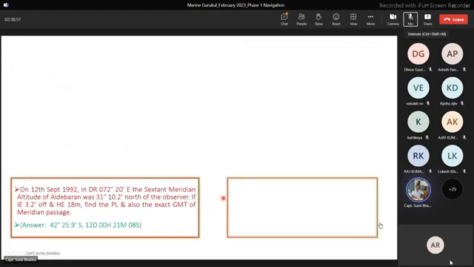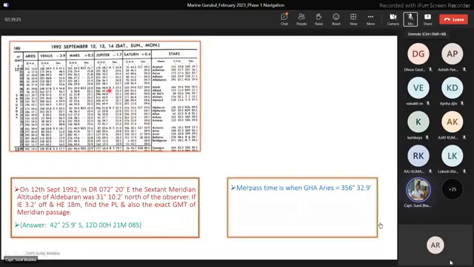Now we have seen that the meridian passage of the star would occur when the value of GHA Aries is 356 degrees 32.9 minutes. So let's see now how we find out at what time the value of GHA Aries is equal to 356 32.9. Let's open up the daily page of the almanac. You can see the 12th September 1992 page of the almanac.